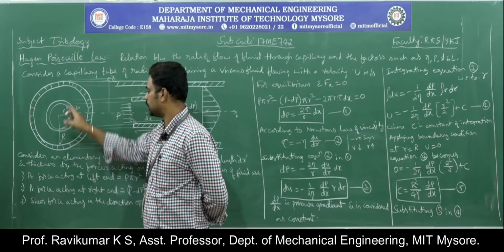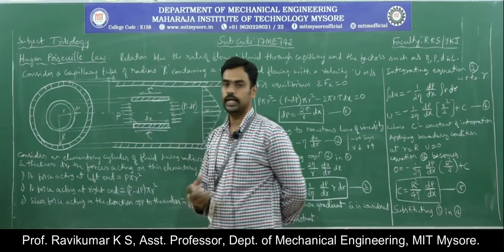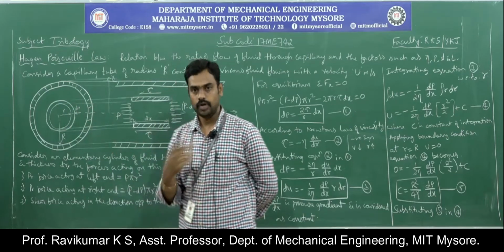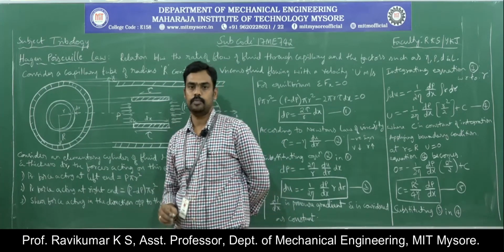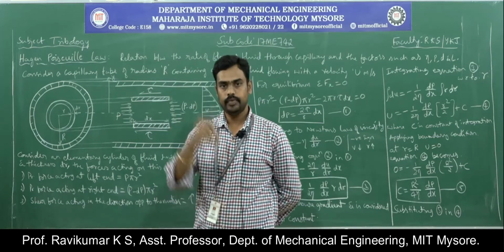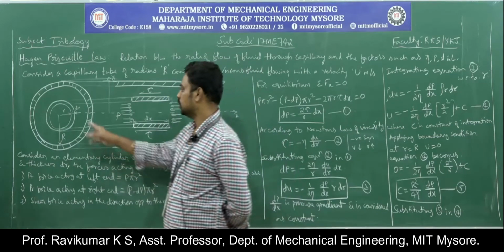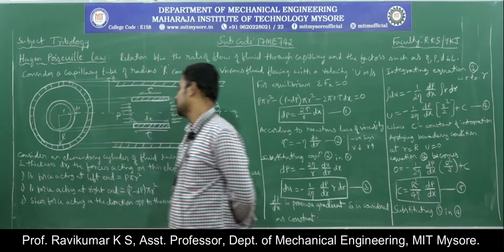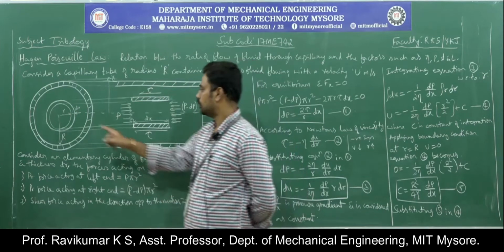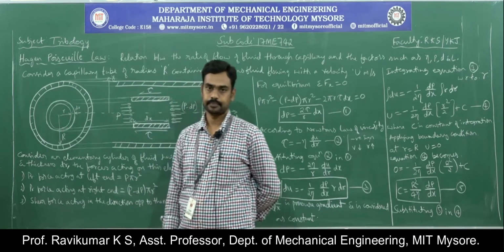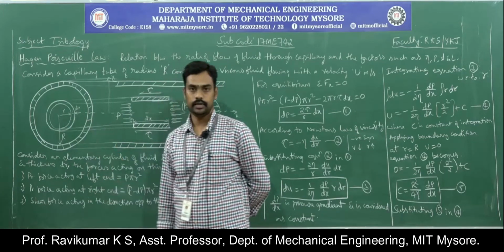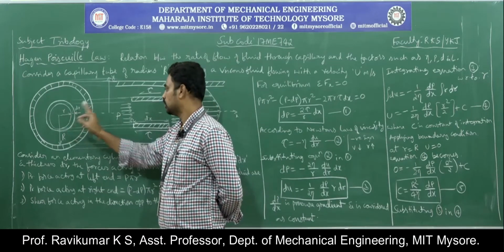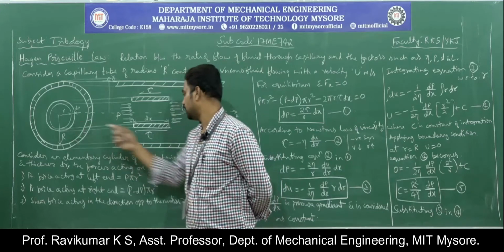For the derivation purpose, a small elemental cylinder of fluid is considered. So this is the small elemental cylinder of fluid. For any derivation we first consider a small element, then we integrate between the limits to get the general values. A similar way is adopted here. A small elemental cylinder of fluid is considered of radius small r, with thickness dr, and having the length dx.